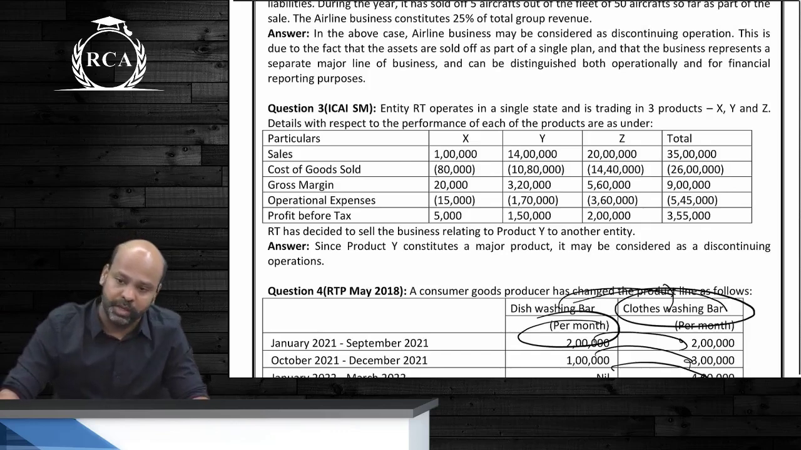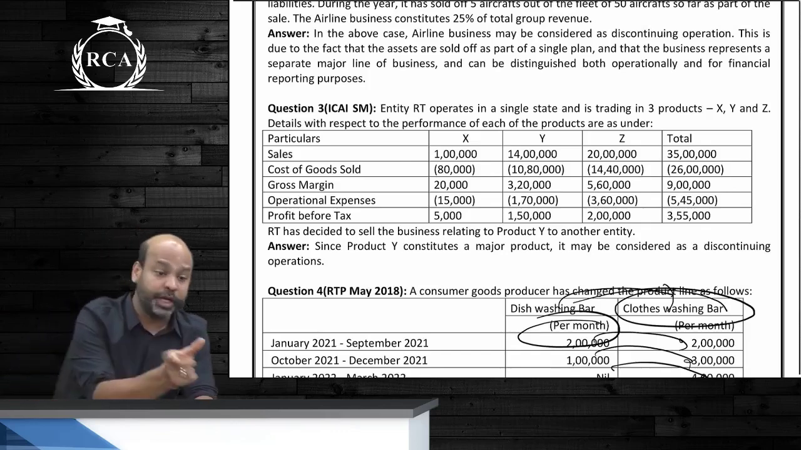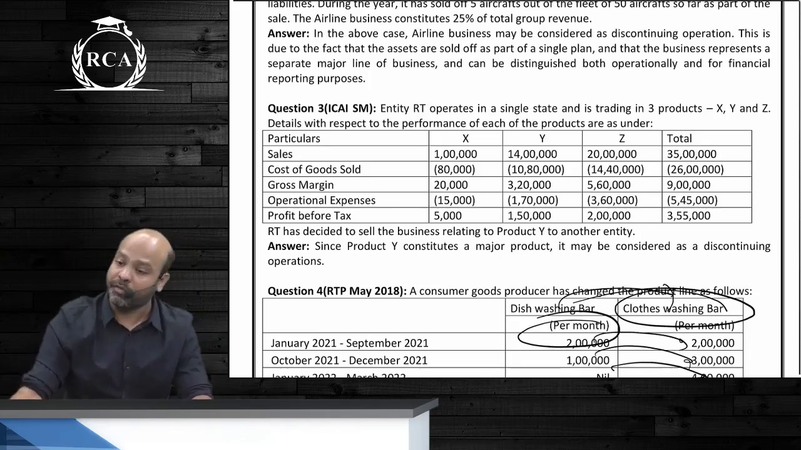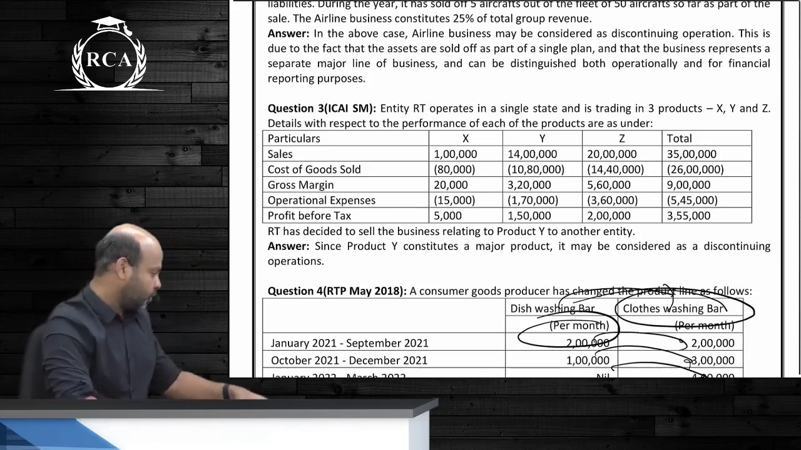Or the other question beta that can come in the examination can be in relation to initial disclosure event. They might give you dates and ask you to identify when is the initial disclosure event occurring. Are we all clear about this? 1 second beta.